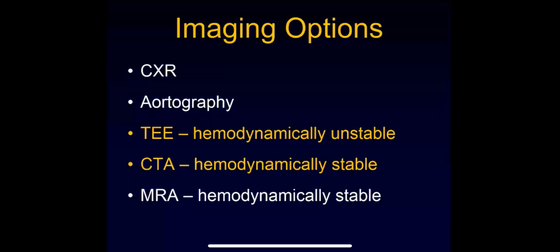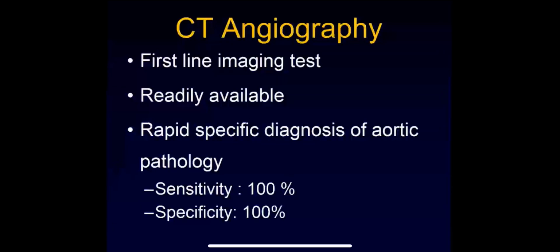Of the multiple imaging options, CTA is used most commonly to assess for acute aortic dissection in the hemodynamically stable patient and transesophageal echocardiography in the hemodynamically unstable patient. CT angiography is the first-line imaging test as it is readily available and it provides a rapid, immediate diagnosis of aortic pathology, particularly in acute intramural hematoma or aortic dissection, with a high sensitivity and a high specificity.